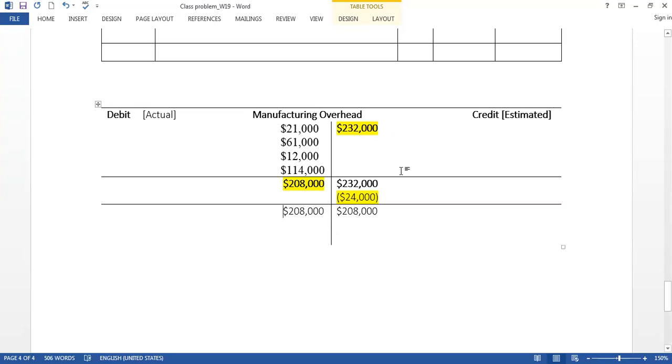Because we find that the credit side is higher, right? So we deduct $24,000. What is the meaning of deduct? Deduct means decrease. We have to decrease cost, we have to decrease COGS. Do you understand? We have to decrease cost of goods sold, right? And can you remember, if cost of goods sold increases, it is debit. If cost of goods sold decreases, it is credit, right?